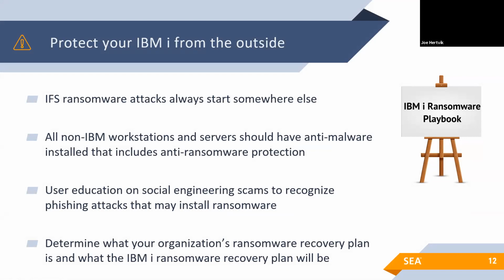At one point I was a network manager where I was in charge of the entire network and the IBM i itself. And one of the things that I always made sure to do is that every machine on that network was supposed to have anti-malware software that includes anti-ransomware protection. That's one of the things you can do: the clients who are going to map to the IFS and may have authority to read, write and delete files on the IFS should have anti-malware software on the machines that includes anti-ransomware protection.